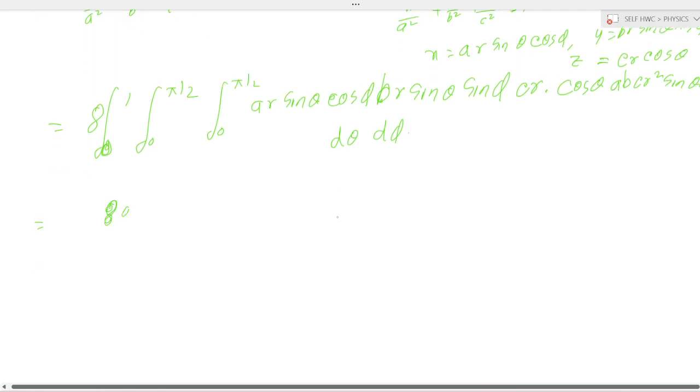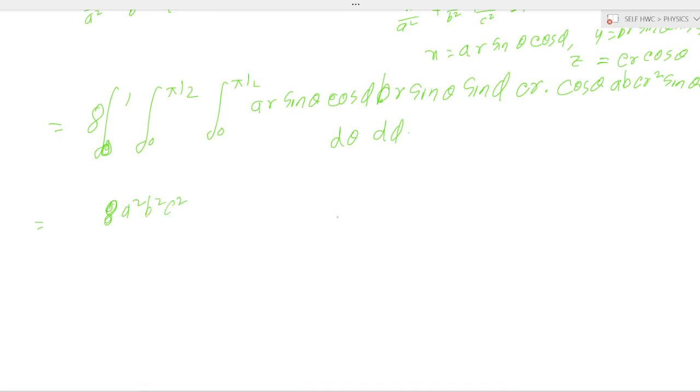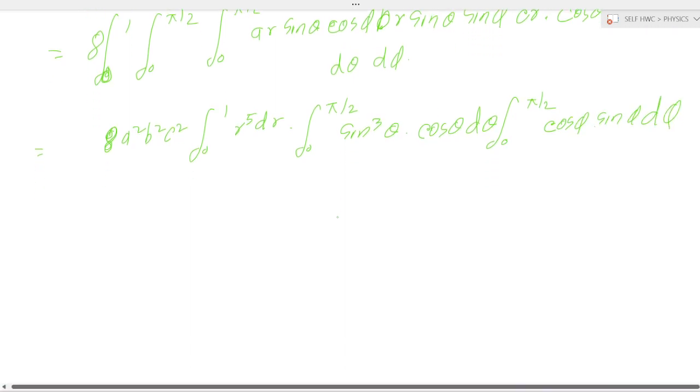So this is equal to 8 a square b square c square into the integral 0 to 1 of r to the power 5 dr, into the integral 0 to pi by 2 of sine cube theta cos theta d theta, and the integral 0 to pi by 2 of cos phi sine phi d phi.